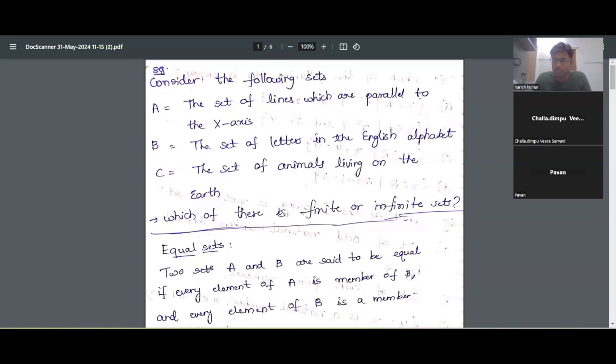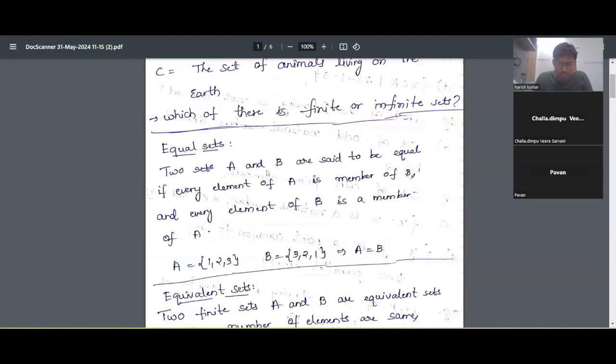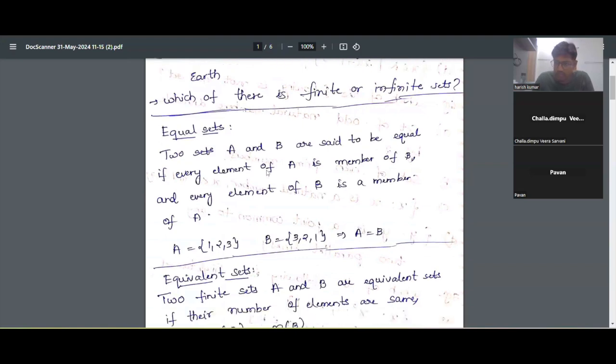All right. So today this will be the second lecture of the chapter sets. Okay. So we have completed till here yesterday, right? So today again we'll see types of sets which are completely different from what we discussed in the last lecture. Okay. So first we'll start with equal sets.